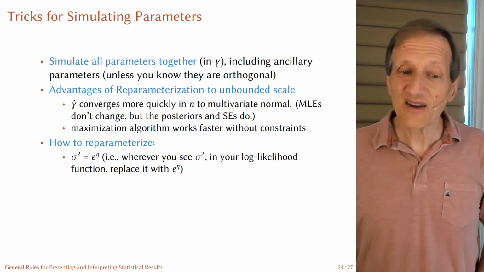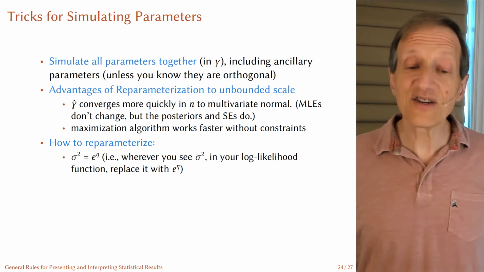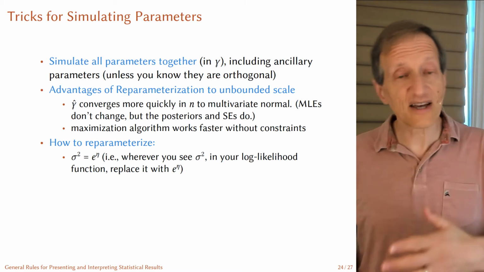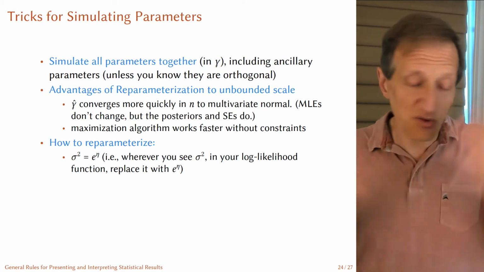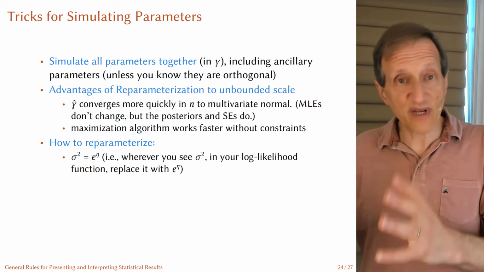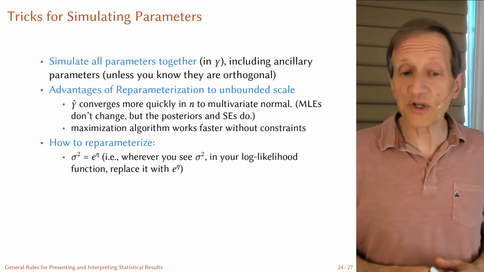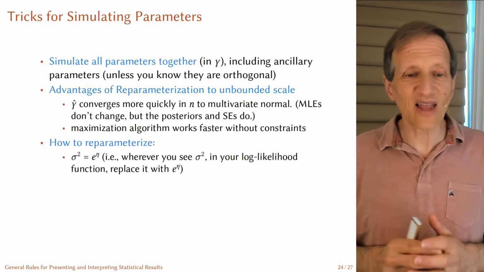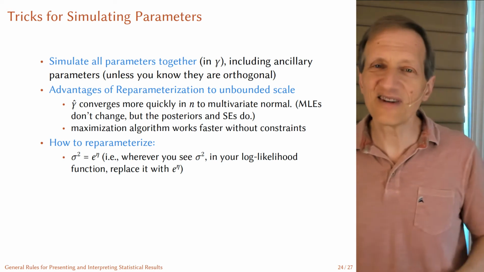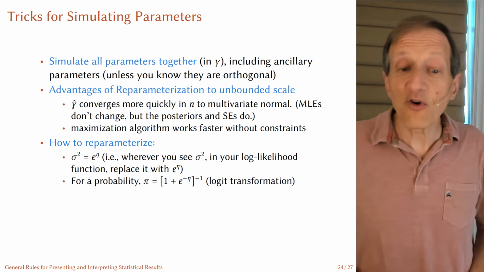Sigma squared, we can reparameterize as e to the eta. So sigma squared always has to be greater than 0. Eta, if you reparameterize it this way, can be anything, and after you exponentiate it, sigma squared will always be greater than 0. So whenever you see sigma squared in your log likelihood function, replace it with e to the eta.